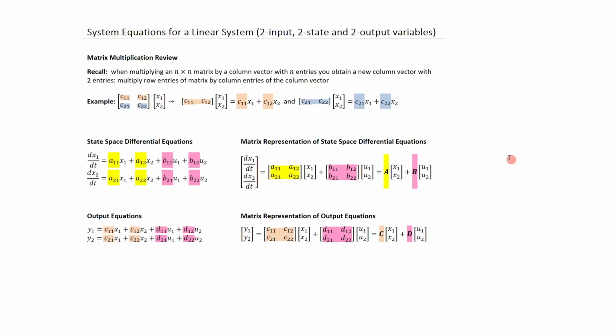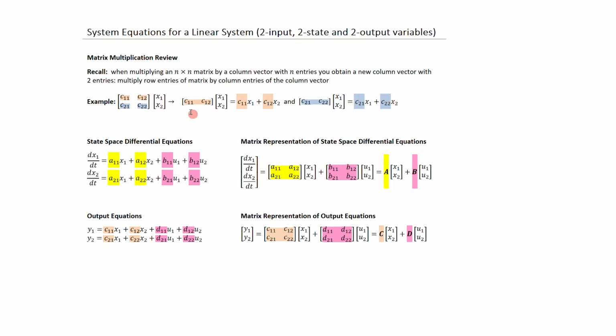All right, so this is just a quick review. System equations for a linear system. If I have an n by n matrix times a column vector with n entries, you obtain a new column vector with 2 entries. So for example, here, if I have a matrix of this form, times x1, x2, then effectively the way you go about doing the multiplications is you take this row times this vector, and that gives you this equation. You take this second row times this vector, and this gives you the second equation here.